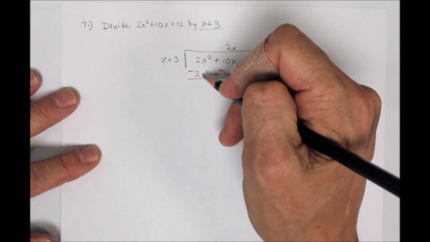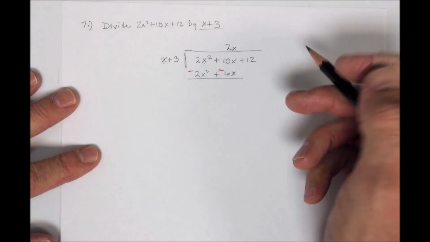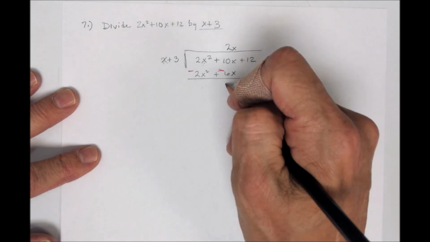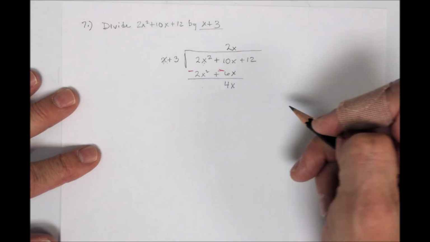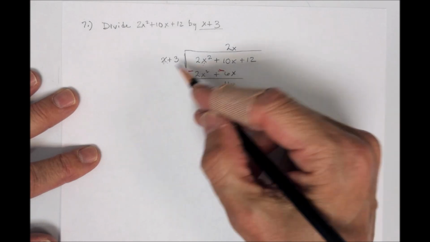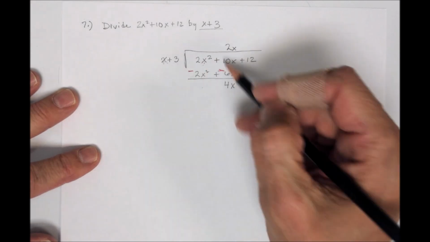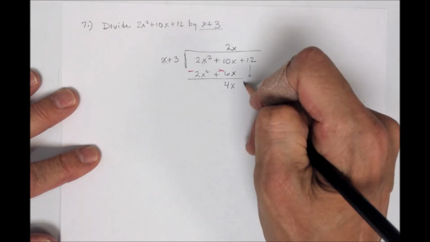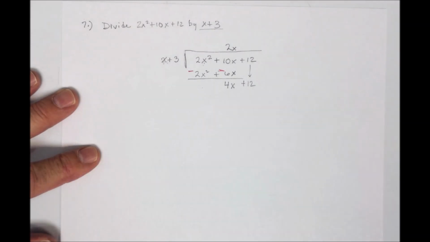A positive 2x squared and a negative 2x squared is 0. I'm not going to put a 0 down. You don't need to. A positive 10x and a negative 6x is a positive 4x. And then you have done everything that you need to do. You've done the division, you've multiplied, you subtracted, and now you bring down. In this case, I bring down the plus 12. I start the whole process all over again.